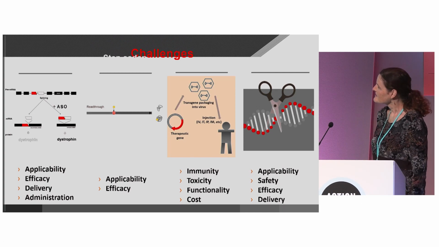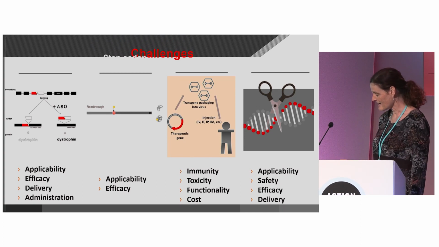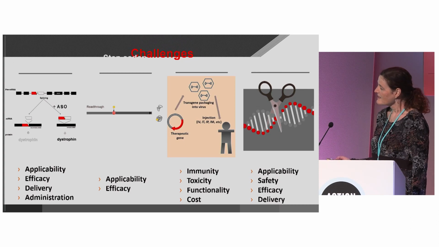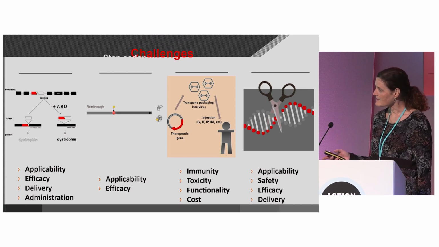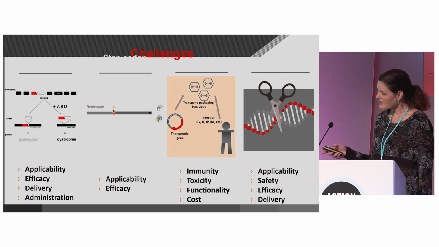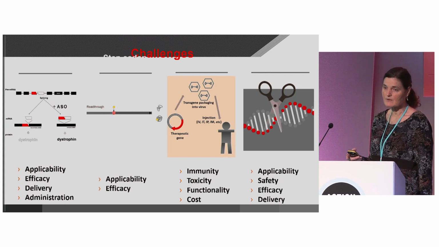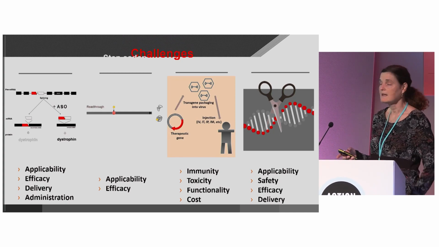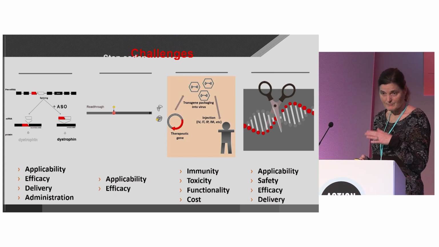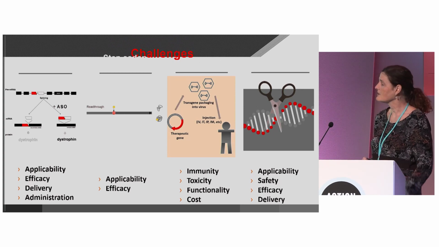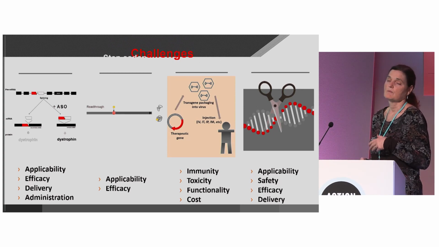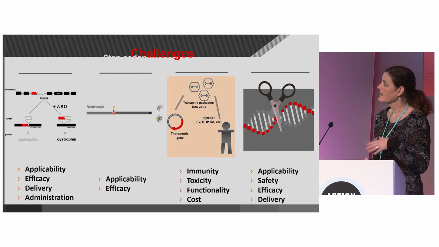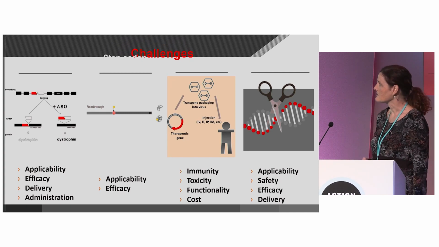I don't know why you can't see the titles. Anyway, this summarises hopefully the things that Annemieke's just gone through. On the left we have exon skipping, and the issues, as she's gone over, are the applicability, so it's a mutation-specific therapy. The efficacy is quite contentious. We're getting very low levels of dystrophin restored. We obviously need to enhance the delivery, and there's a need for repeat administration.